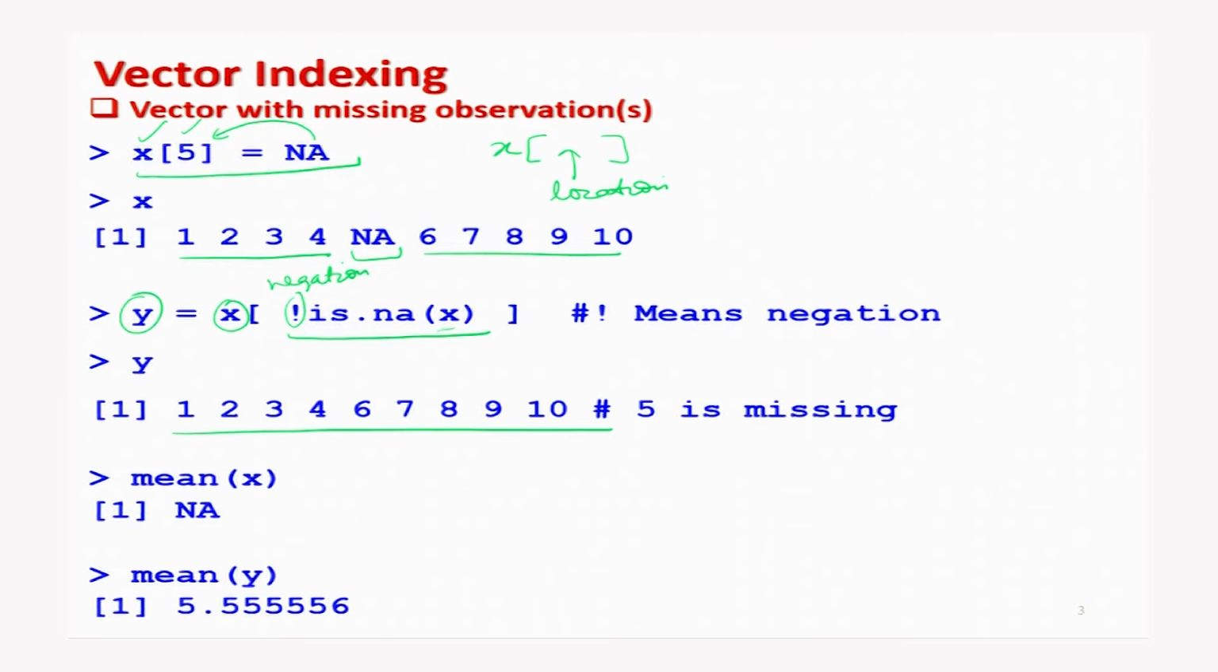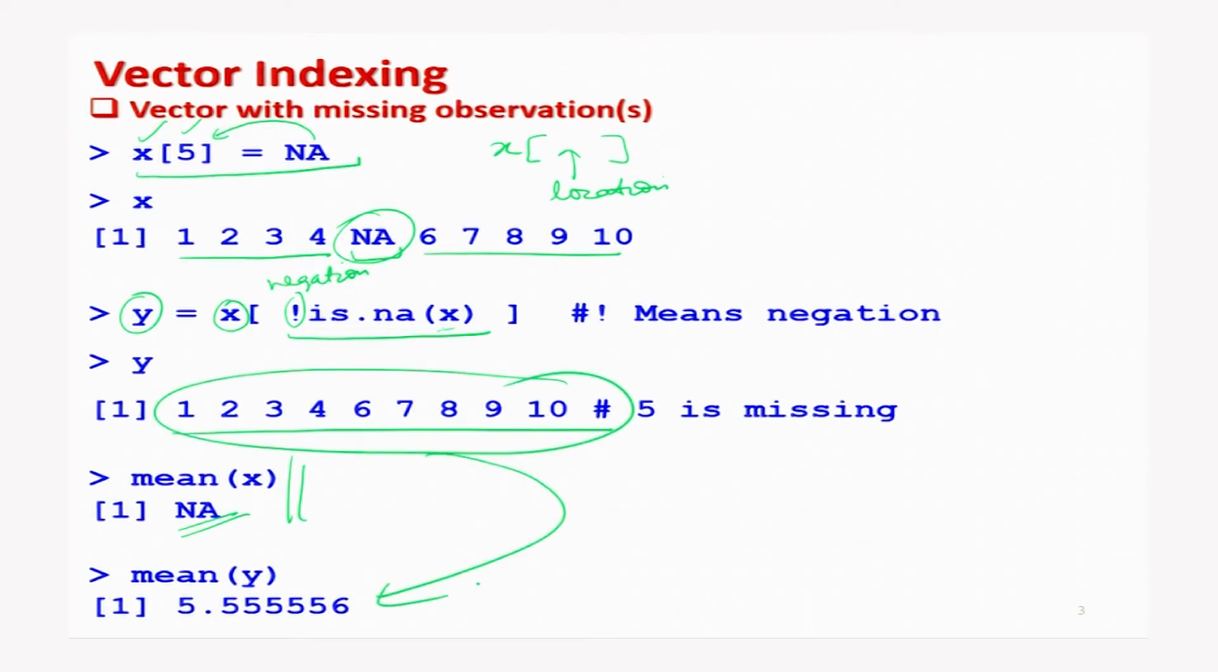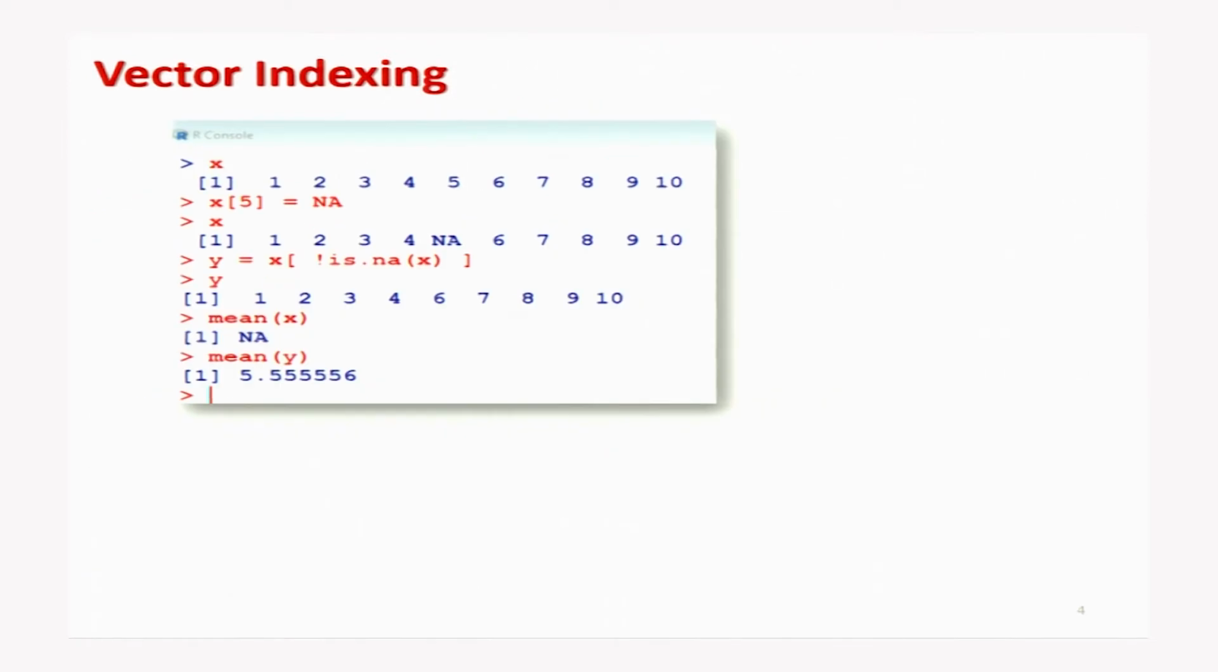Now the advantage is that if you try to find the mean of x, which has NA, you will not get any value, you will get only NA. But if you find the mean of the values in the data vector y, this will come out to be 5.55. And you can see this is the operation on the R console.